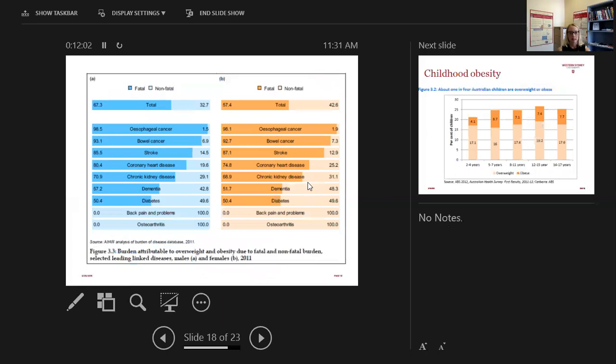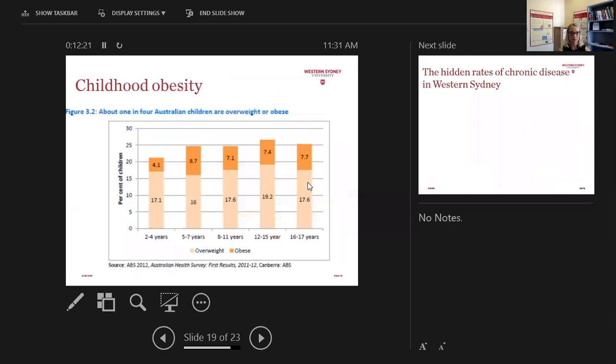Again, this is another chart showing us that overweight is directly attributed to these chronic conditions, okay? And just what a devastating effect. So we have that number one risk factor. We're not getting on top of it from a public health perspective, and it's leading to these chronic conditions. And a big part of that is childhood obesity.